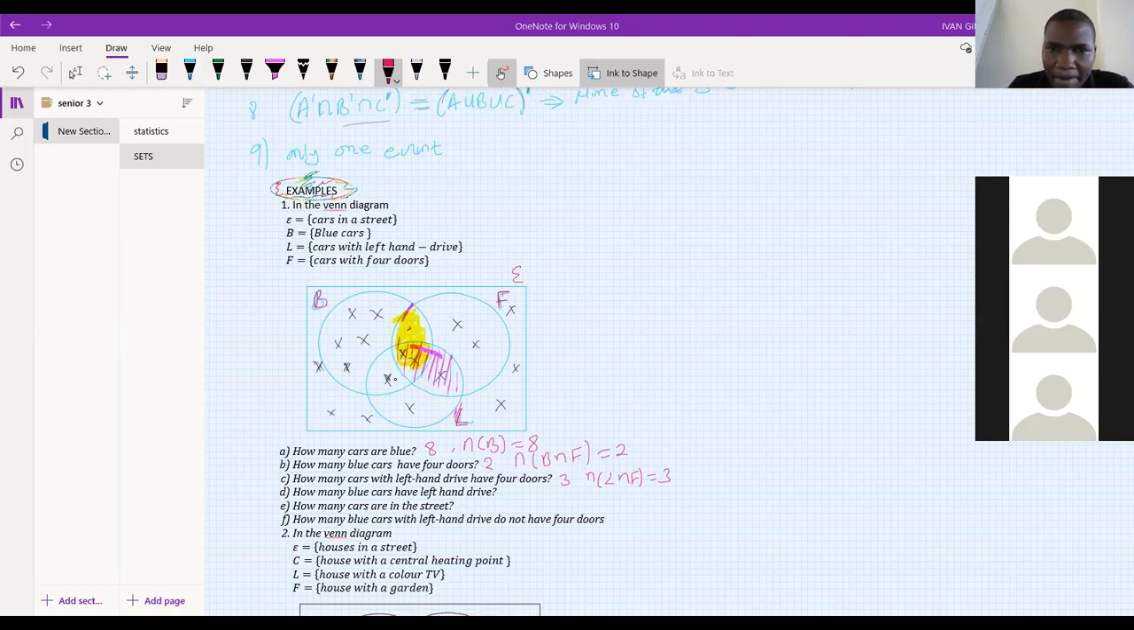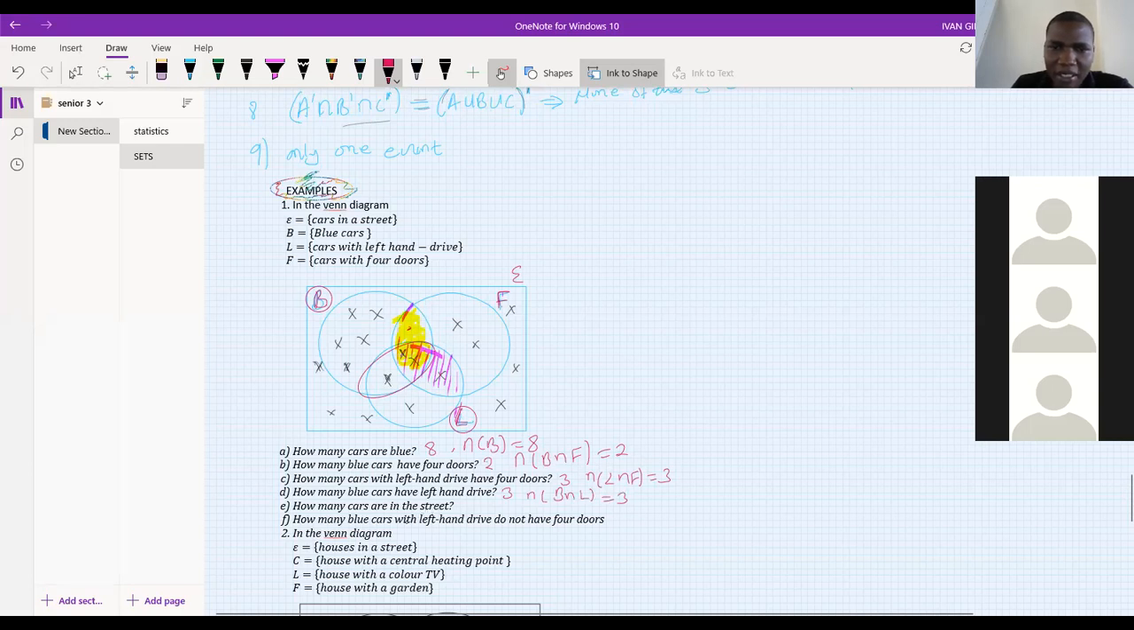How many? 3. There are 3. The number of blue cars. We're now looking at blue cars and left-hand drive. The intersection of the 2 is this. So I simply count the number of stars in that region, and you realize that there are 3. They are simply asking for the number of blue cars with left-hand drive, and these are 3. Then how many cars are in the street?